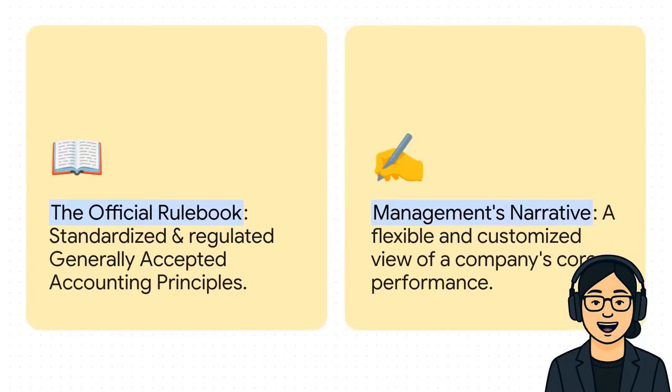All right, so on one side, you have GAAP. That stands for Generally Accepted Accounting Principles. Just think of it as the official rulebook. It's standardized, it's regulated, and every U.S. public company has to play by these rules. But then you've got non-GAAP. This is management's narrative. It's flexible, it's interpretive, and it's where they tweak the official numbers to tell what they think is a clearer story about their performance.